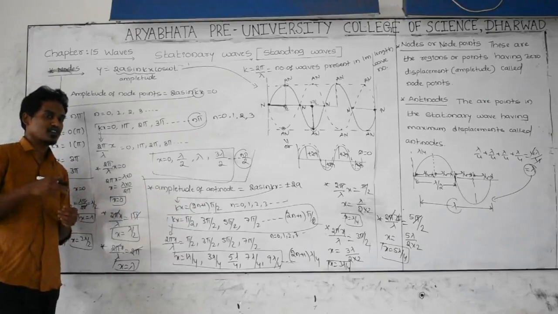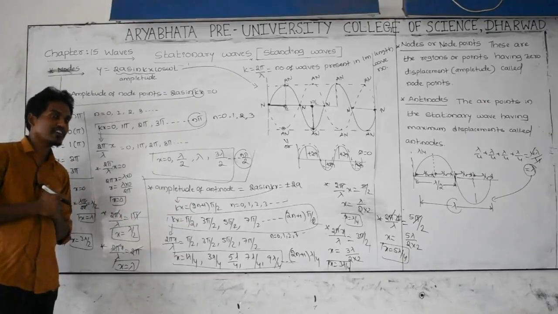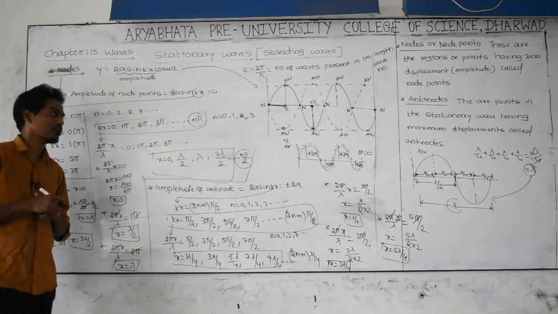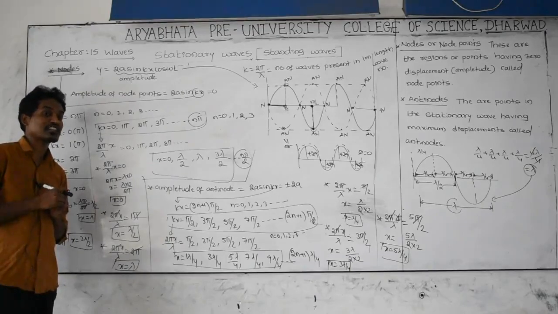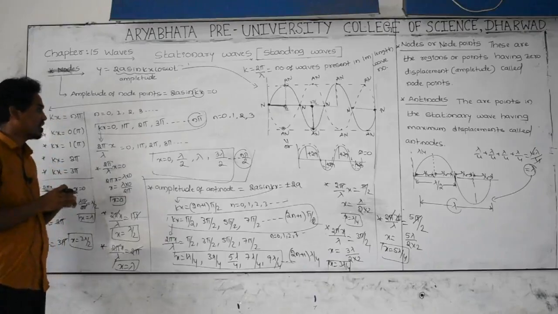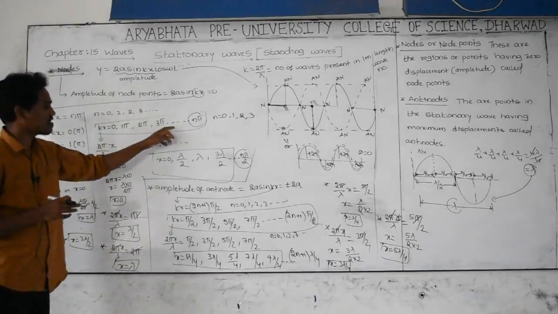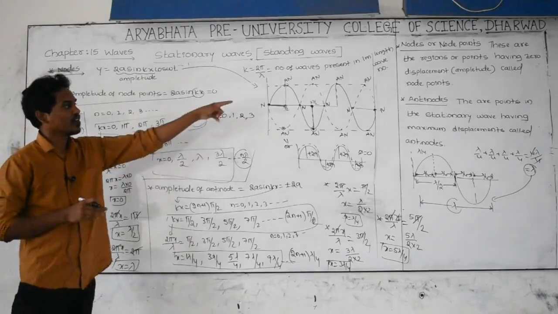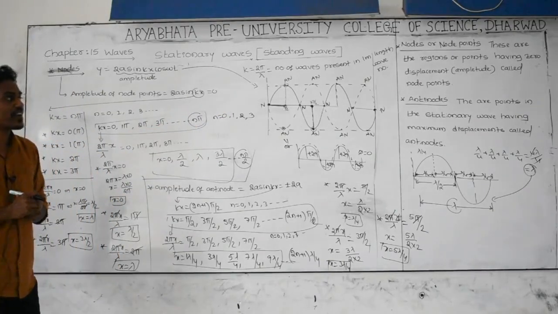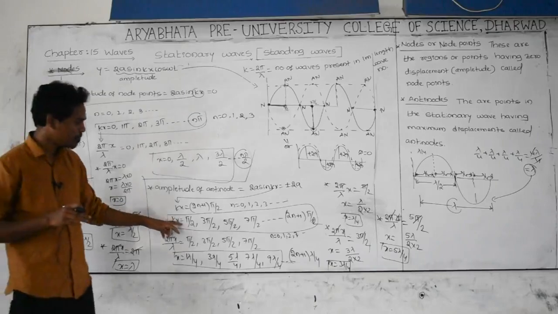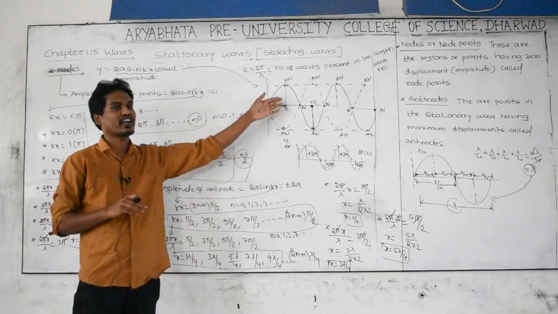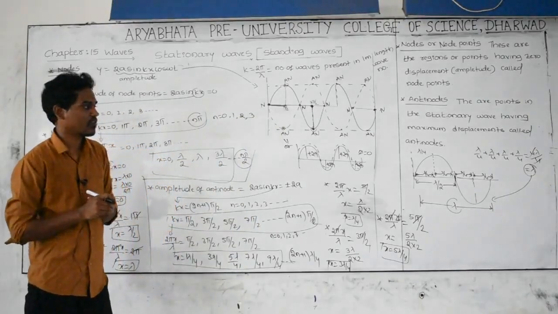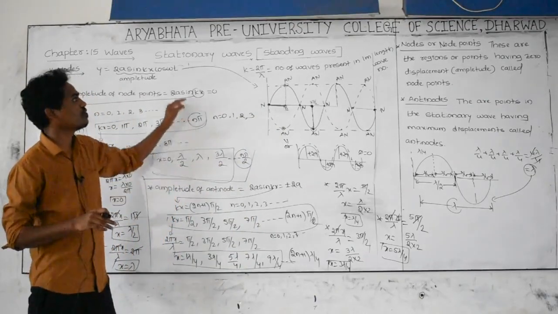Nodes are the points in the wave which have zero displacement or zero amplitude, those are called node points. And the points in the wave which have maximum displacement or maximum amplitude are called antinode points. If you use these phase angles or these x values, all the points you are getting are node points. Or if you use these phase angles or these x values, all the points you are getting in the wave are called antinode points. And this is the completion of the stationary wave.